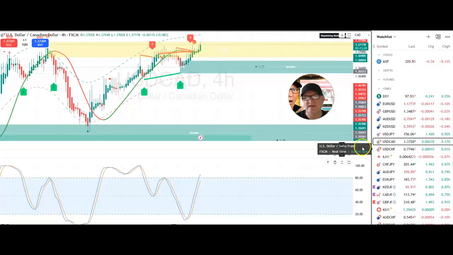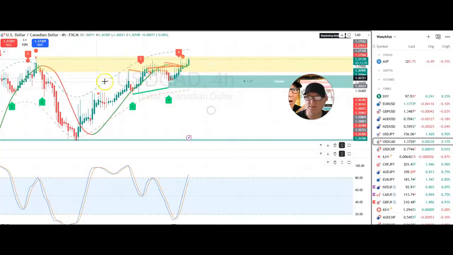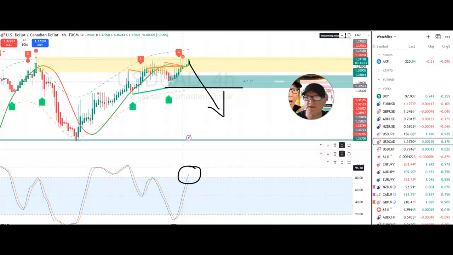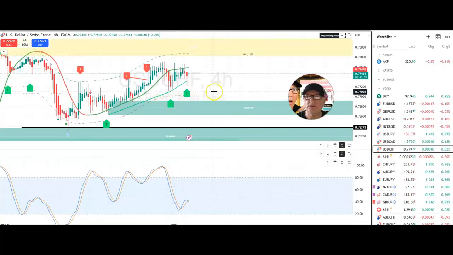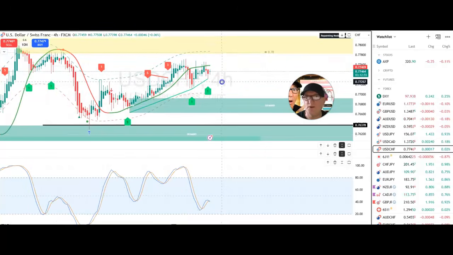US Canadian is doing exactly the same thing as all dollar pairs at the moment, looking top heavy. Price cycle is looking expensive, and so therefore we could see the price come down. But in order for that to happen, we need to break the demand area and we need the dollar to weaken. US Swiss going nowhere, of course, because the dollar is going nowhere.